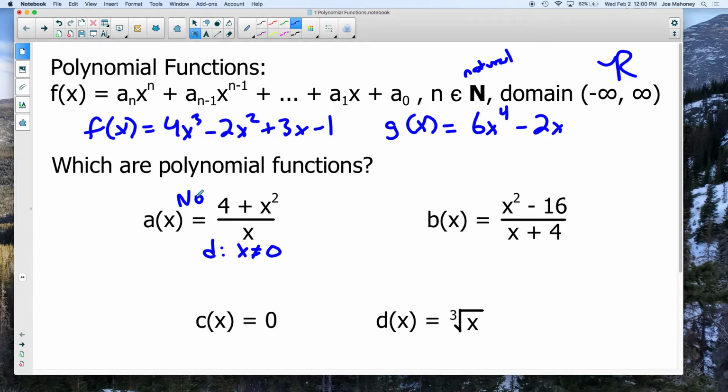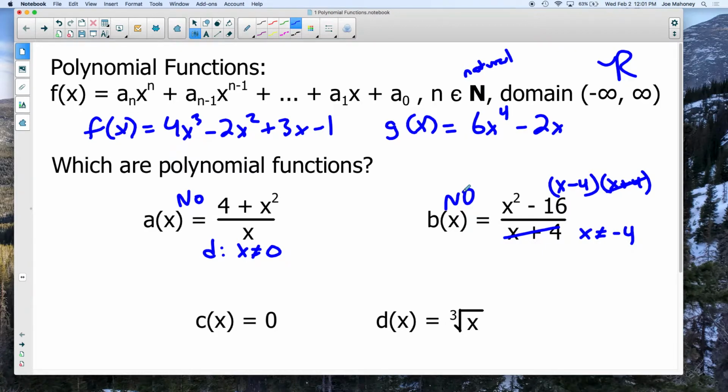And you might say the same thing with function B, because you got the x plus 4 on the bottom. But did you notice that x squared minus 16 can factor to x minus 4 times x plus 4? And that we can cancel the x plus 4s? So function B is really x minus 4? Yeah, all that's cool, but it doesn't matter. The domain takes precedence. So because the domain here is all x's but negative 4, function B is still a no.